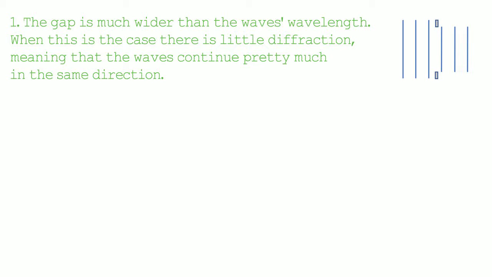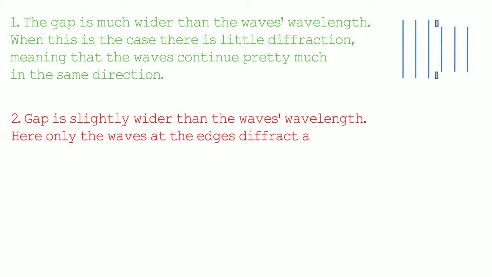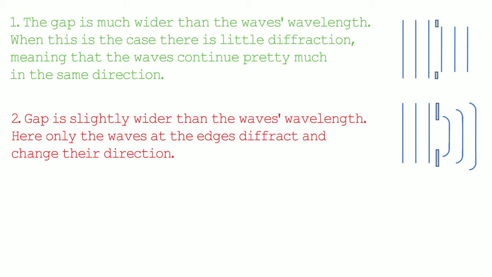The second scenario is where the gap is slightly wider than the wave's wavelength. Here, only the waves at the edges diffract and change their direction. So here we have a diagram for the second scenario. We see that the waves approach, and as they pass through, only the edges of the wave start to diffract.